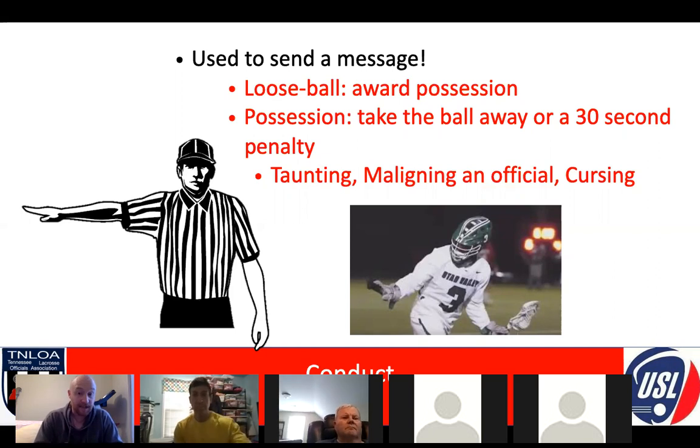When the ball is possessed, though, we're going to take it away or give a 30-second penalty, depending on what team did it. Taunting, maligning an official, not at the level of unsportsmanlike conduct, and cursing is a conduct penalty. What you'll see a lot is, let's say a player gets hit and the player stands over him. Conduct him. First time, every time. We give him the conduct for the first time. The second time he does it, we give him the unsportsmanlike conduct.